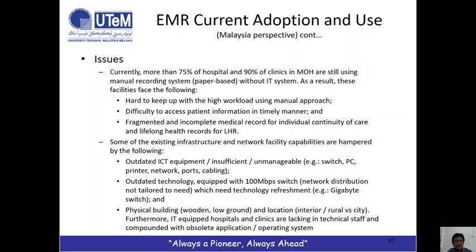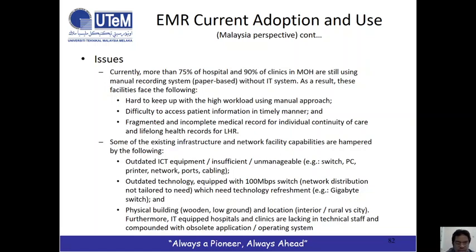With regard to this manual, paper-based medical record, it is hard to keep up with the high workload using a manual approach. It is difficult to access patient information. You cannot search; you have to go to the record department to get the patient information.